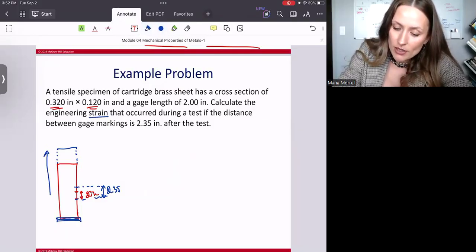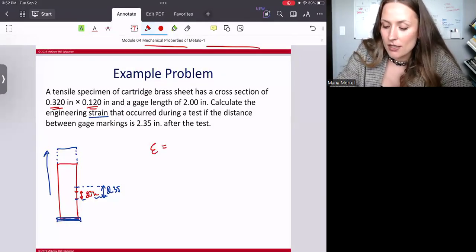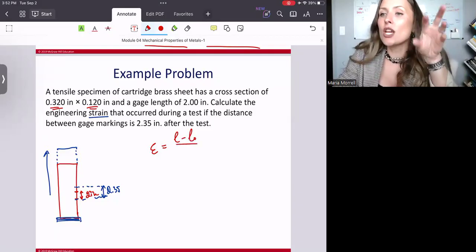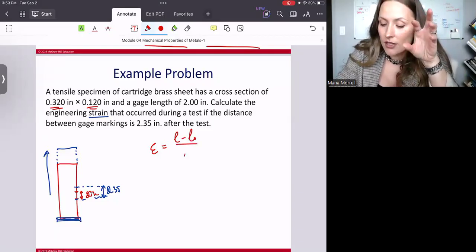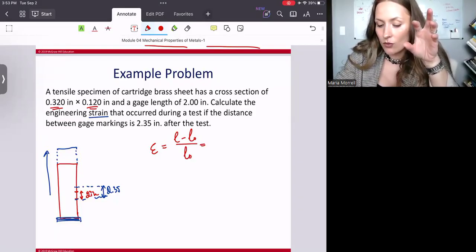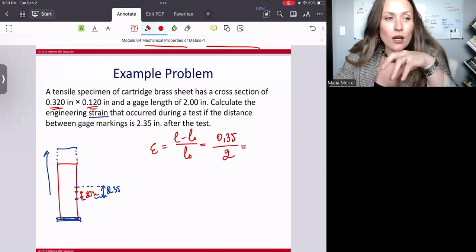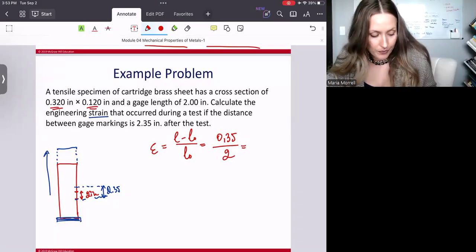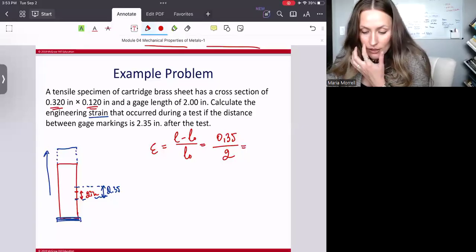Okay, well, I'm just going to go by definition. Engineering strain, which is your epsilon, is the change in length divided by the initial length, right? And so that would mean you have 0.35, because that is the difference, divided by 2, right? And we're going to be using the unitless form, right?